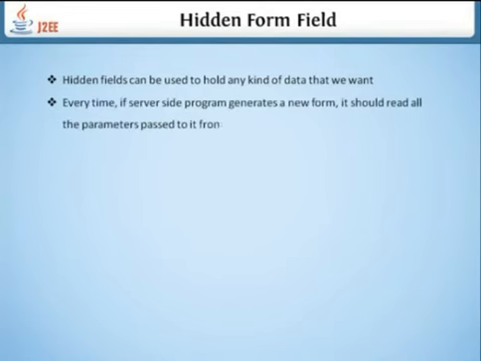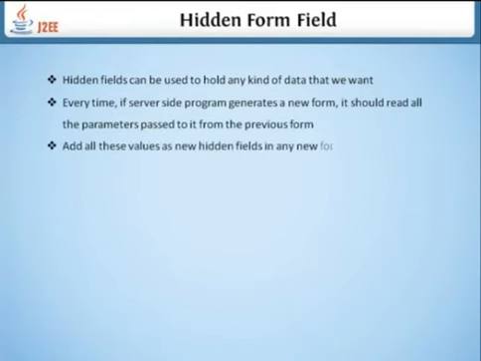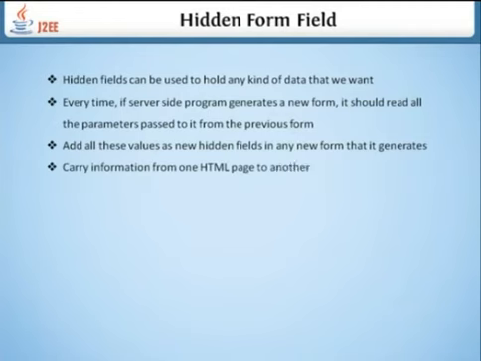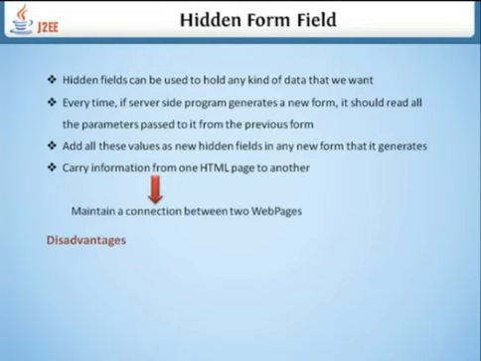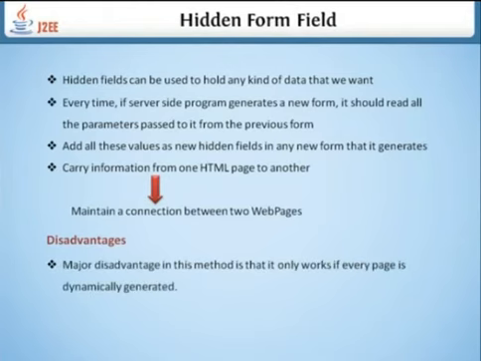Every time the server-side program generates a new form, it should read all the parameters passed to the form, the previous form, and add all these values as new hidden fields in any new form that it generates. This carries information from one HTML page to another and maintains a connection between two web pages. The main disadvantage of hidden form fields is that this method only works if every page is dynamically generated.